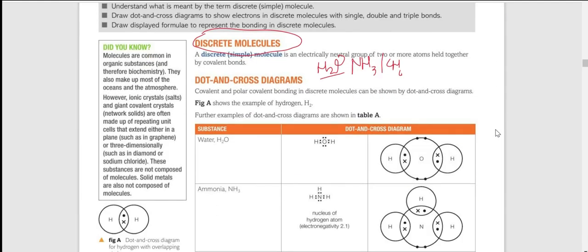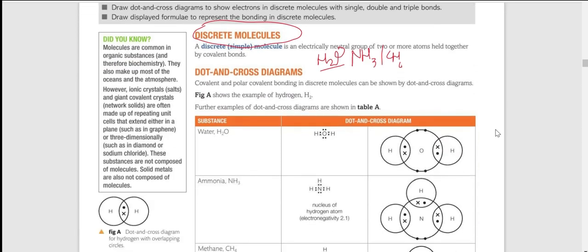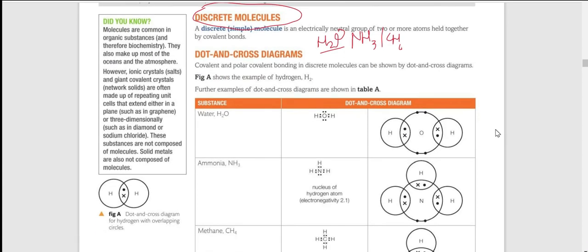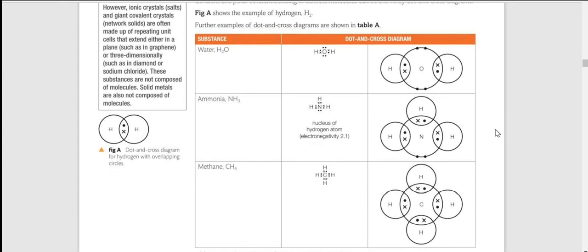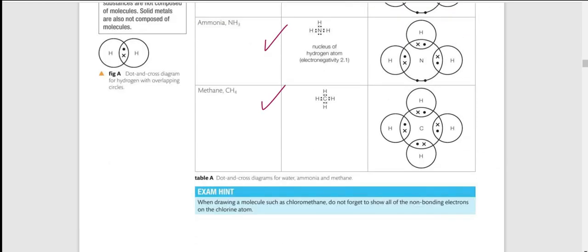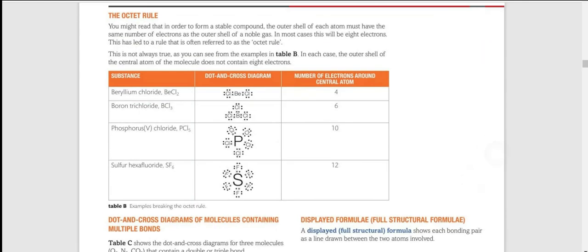Now we'll see bonding in discrete molecules, simple molecules. We'll first of all see the dot and cross diagrams, and then we'll work on their structures. So how many discrete molecules are there to be understood in your course? We have water, ammonia, methane, and carbon dioxide as well. These are certain molecules.